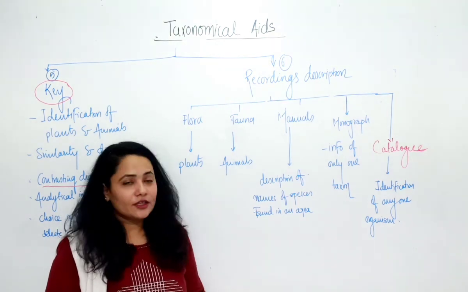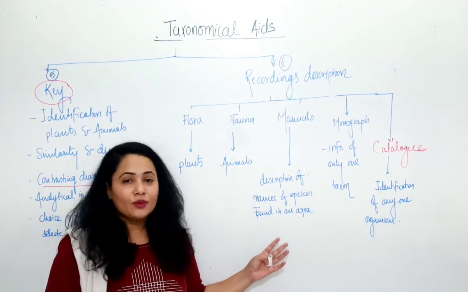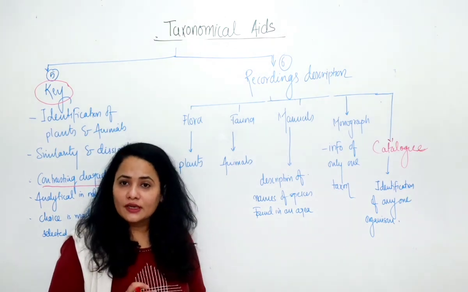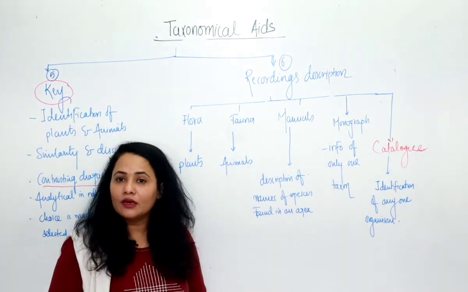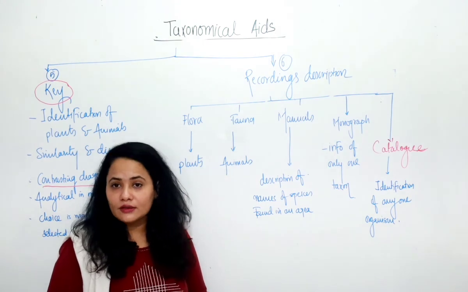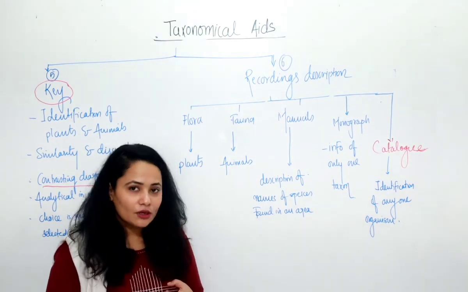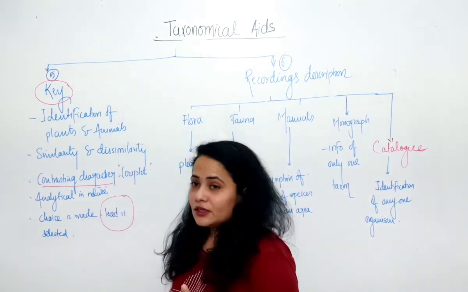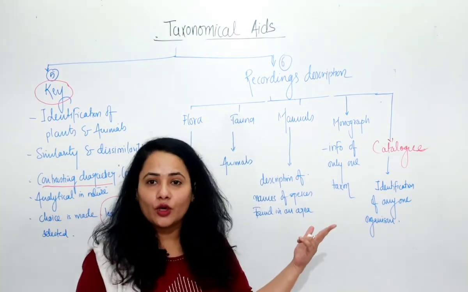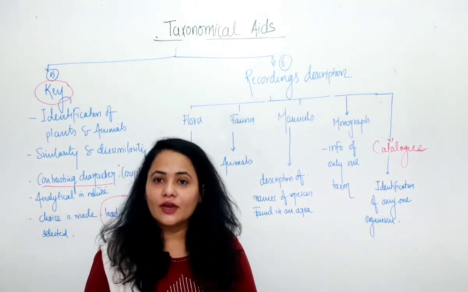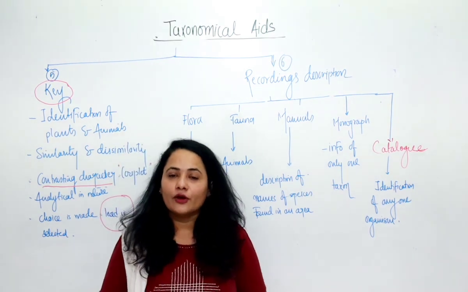So here we go with the taxonomical aids. How many taxonomical aids have we studied? Basically 6. First herbarium, second botanical garden, third is zoological park, fourth is museum, fifth is key, and the sixth one is recording descriptions, which is further classified. And so here we are done with the first chapter.